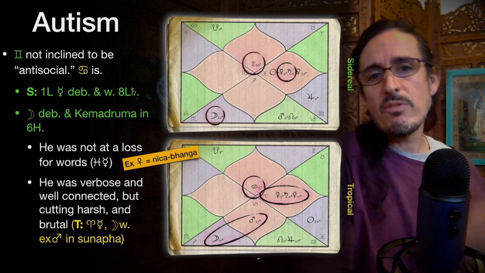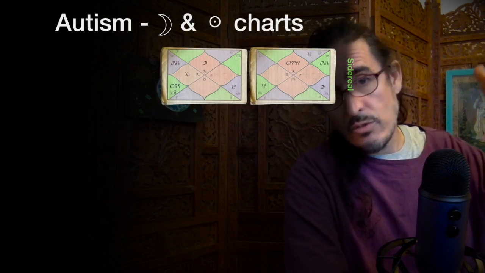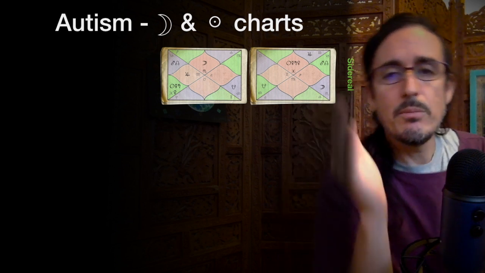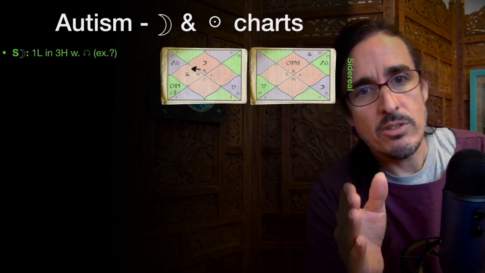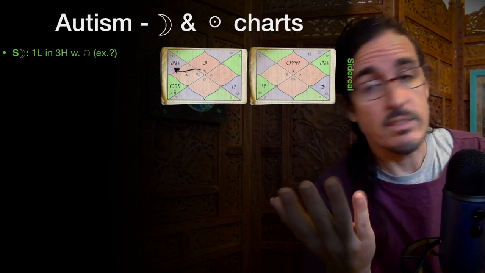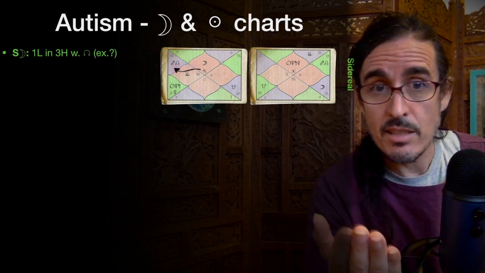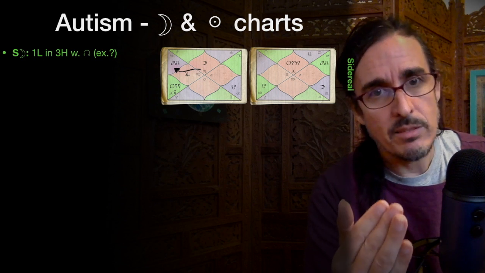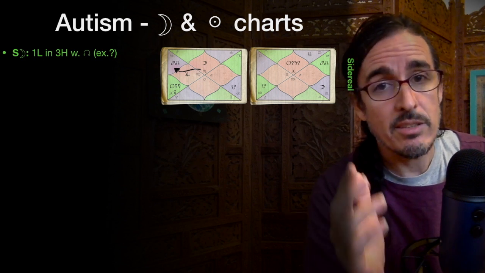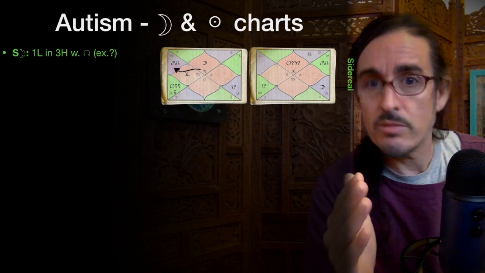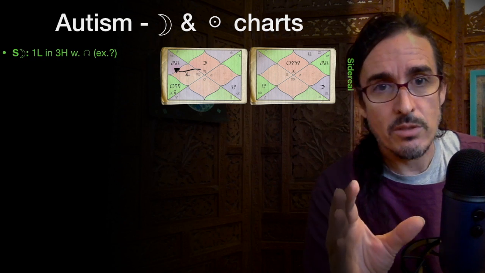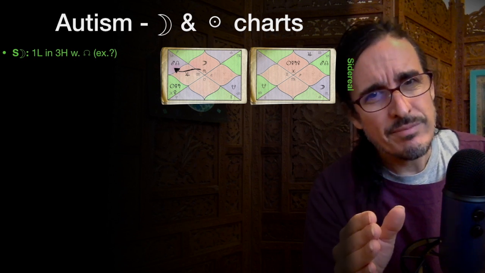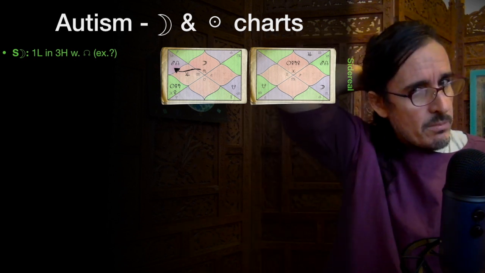Okay, now if we move on to look at the Chandra Lagna, Surya Lagna, sidereally what we get for the moon chart, we're going to have the first lord in the third house, which is nice because the third is a house that has a lot to do with intelligence. And it's going to be with Rahu, which is also nice because this person is very unique, different, and this also helps explain autism. So that's the sidereal moon chart off to a good start with first lord in the third house with Rahu, but it's exalted. So that's kind of a question mark.